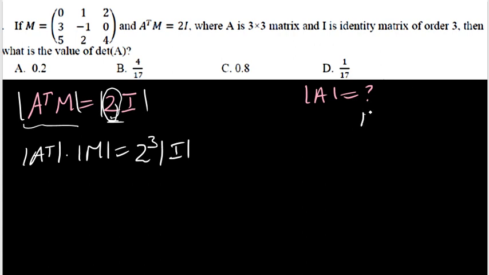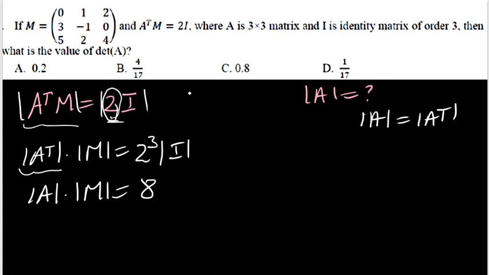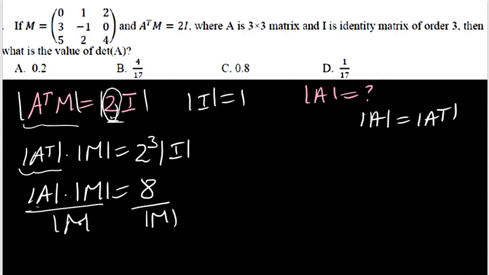Then don't forget, again, determinant of A is equal to determinant of A transpose. So in place of A transpose, I can write determinant of A times determinant of M is equal to just 8. Again, determinant of identity matrix is equal to 1. Don't forget that. Then, since we are solving for determinant of A, we can divide both sides by determinant of M. Then this will be cancelled out, and determinant of A will be 8 over determinant of M.